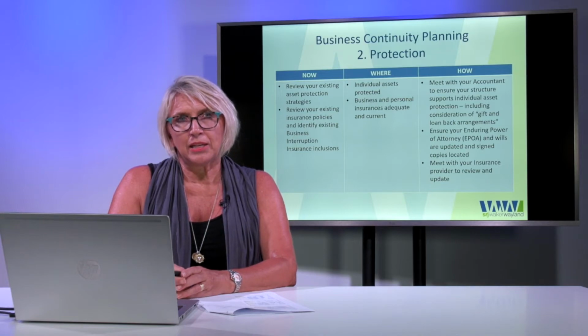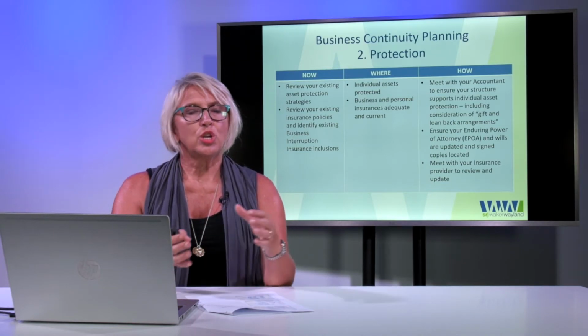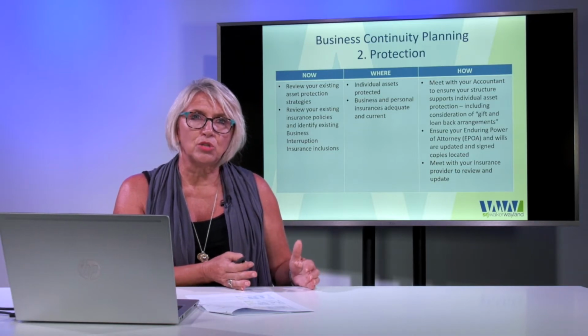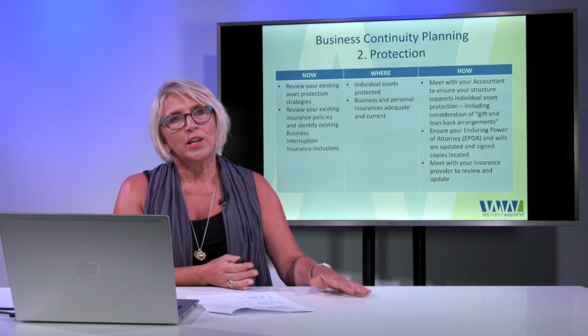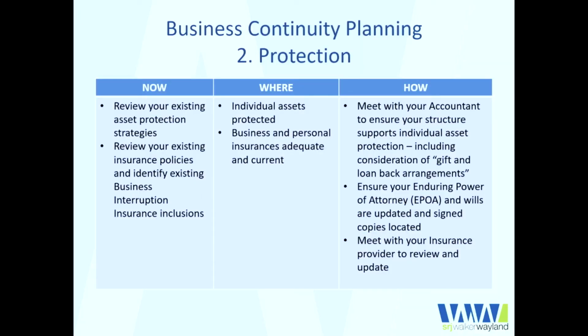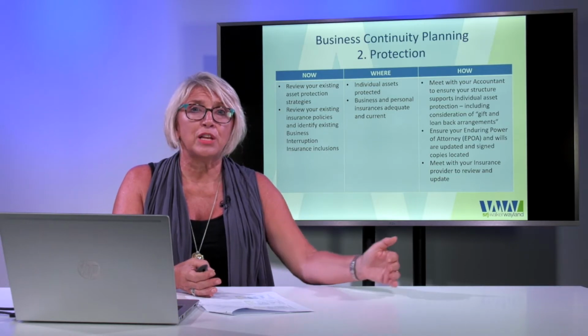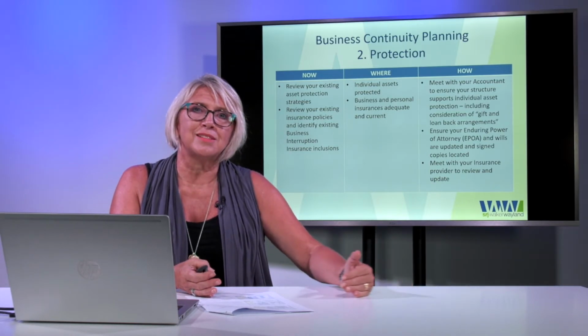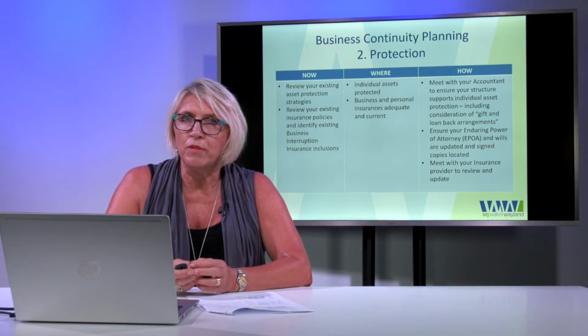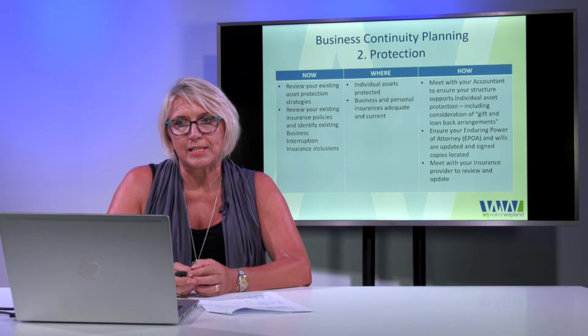The next thing you need to think about is asset protection. So in terms of what you can do now in your business continuity planning, it's looking at what existing asset protection strategies you currently have. What existing insurance policies do you currently have? Do you currently have business interruption insurance? And if so, what are the exclusions associated with that? Because what we've found through COVID is that a lot of business interruption insurance had specific exclusions that included things such as COVID, etc. So be mindful of that when you're reviewing your insurance policies.